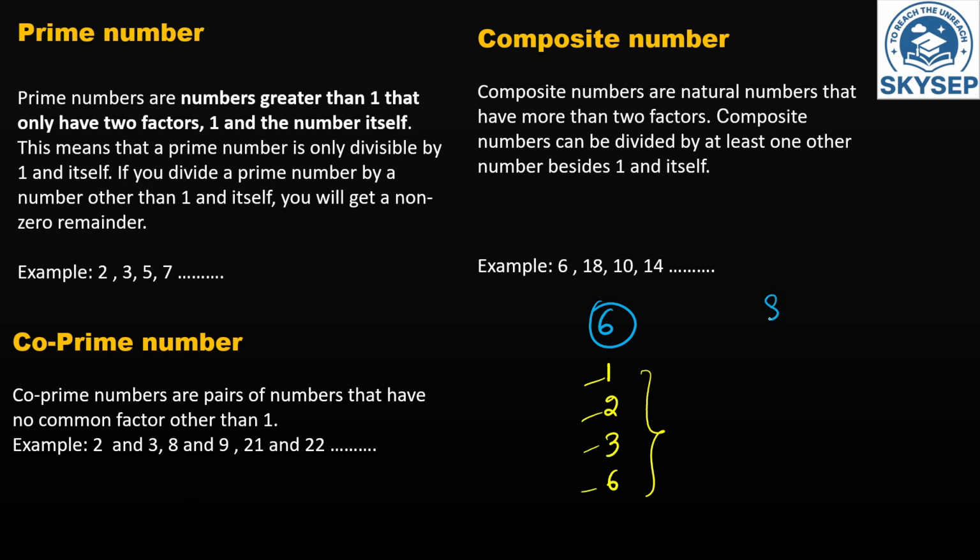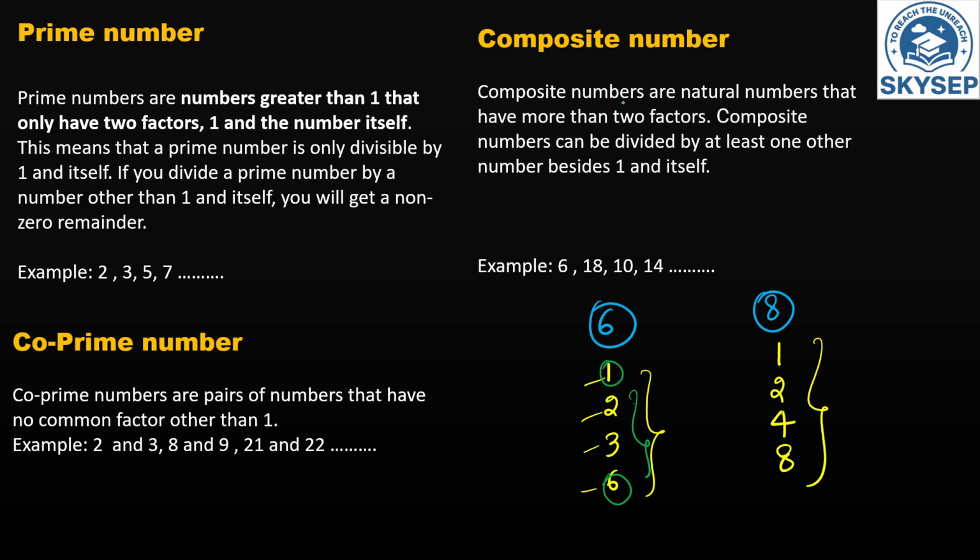Take another example, I'm saying 8. Write the factors for this number 8 now. 1, 2 4s are 8, 3 not divisible, 4 2s are 8, 5, 6, 7 and 8. So what you are observing is that these numbers 6 and 8 are having more than 2 factors. By default, any number will have 1 and the number itself as factors. But here what we are observing is that this number 6 is having more than 2 factors other than 1 and the number itself. These kinds of numbers are called composite numbers. What do you mean by composite number then?